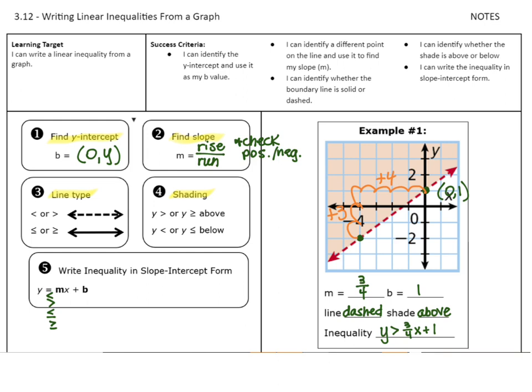Okay, so we can use this key over here to the left, step number 4, to help us identify where the shading is. Okay, if it's above, it's going to be y is greater than or y is greater than or equal to, and below is the other one. Let's look at a couple more examples.